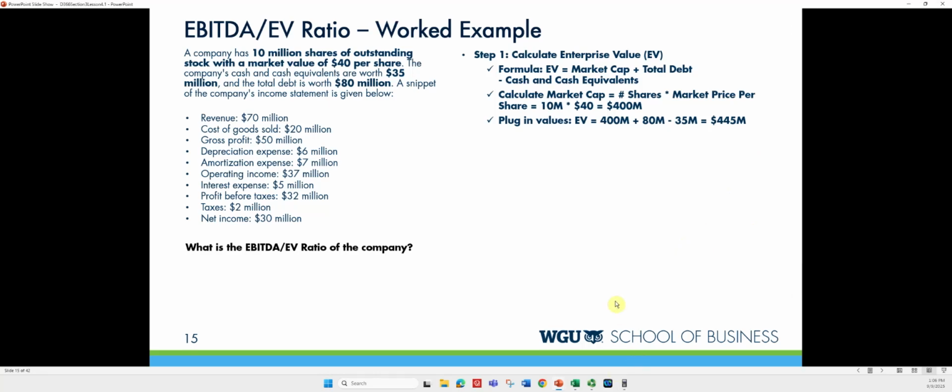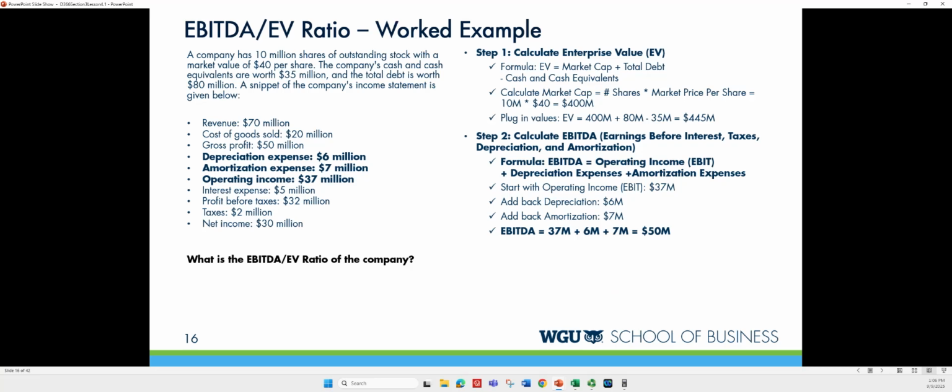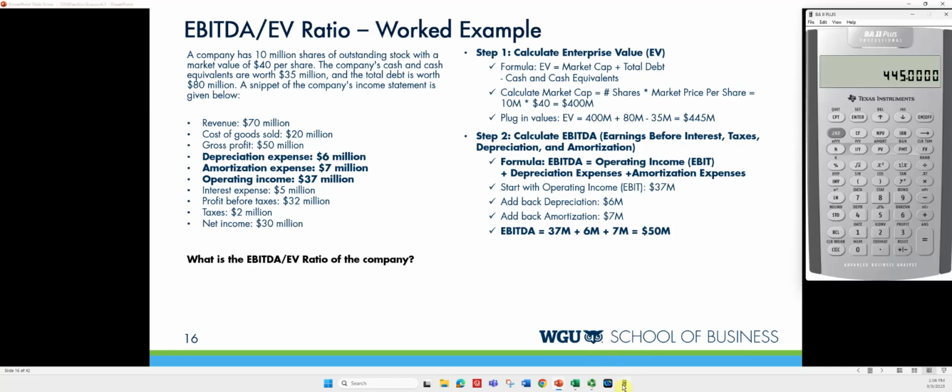Okay, so the next step is to calculate EBITDA. Now, we already have operating income. Operating income is EBIT. So all we have to do here is add back our depreciation and amortization expenses. So let's work through that calculation. Our operating income is 37 million. We're going to add back our depreciation of 6 million. And then we're going to add back our amortization of 7 million. And that gives us a total of 50 million for our EBITDA value.